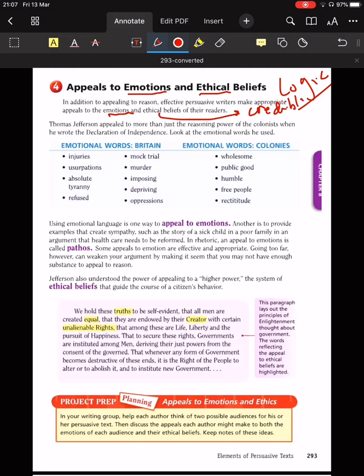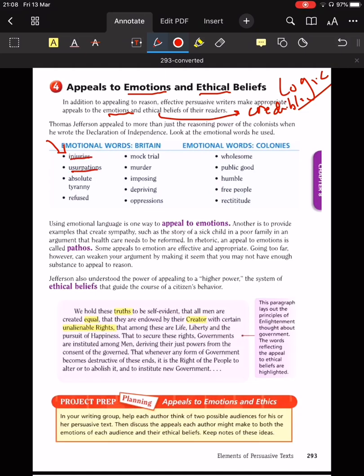is often also played. Now, if we take a look at the following chart that we have in front of us, we will notice that the chart in fact selects some words used by Thomas Jefferson as he's trying to appeal to the colonists in writing the Declaration of Independence. Now, look at the first group that we have over here, which is called the emotional words towards Britain. Notice the words used, okay?